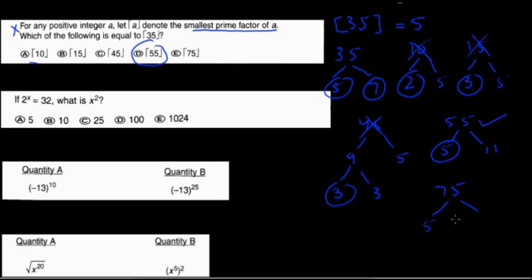I'll have 5 and 5 times 15 is 75, and 15 is 3 and 5, so here 3 is the smallest prime factor, so 75 cannot be that.